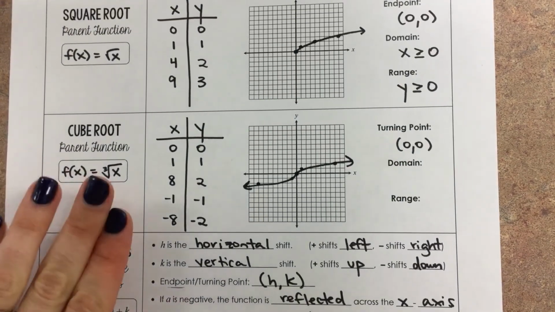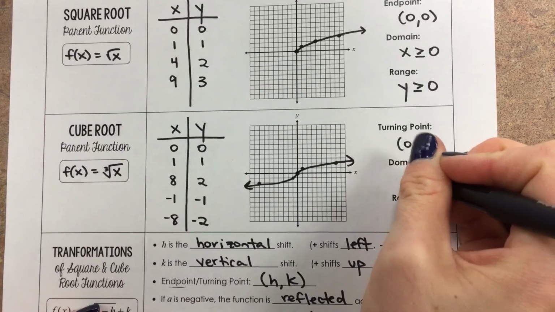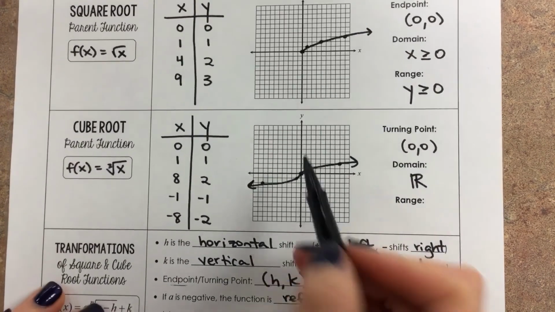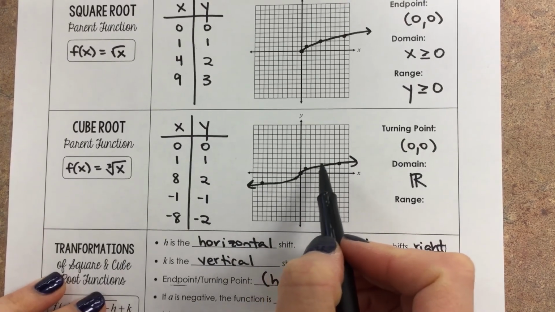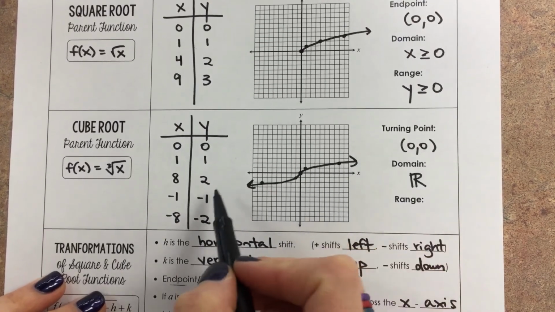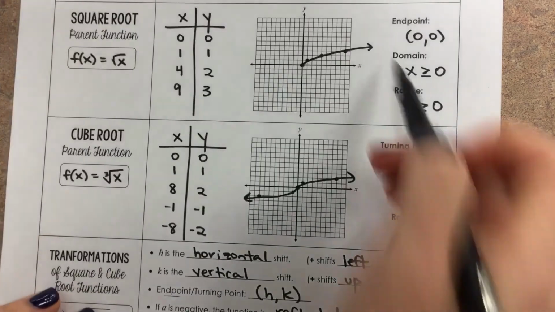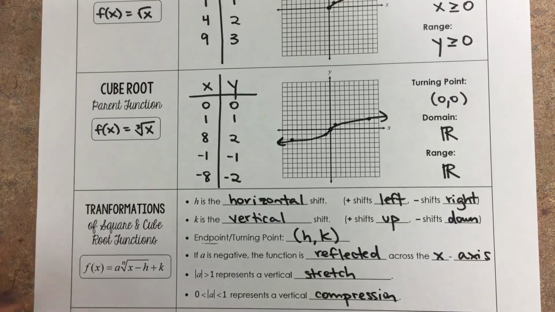Domain here, I can plug anything I want into a cube root function. So the domain is all reals. The range is actually also all reals, because even though it happens very, very slowly, it will eventually just keep going up and keep going down. So all y values will eventually get hit there, not just the positive ones like this. So that's our original function.